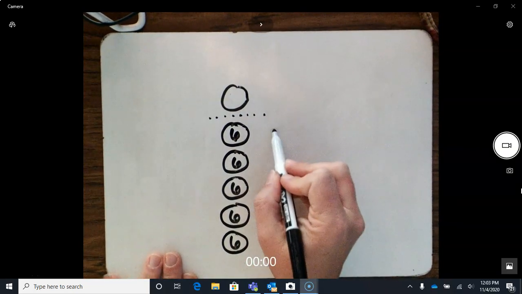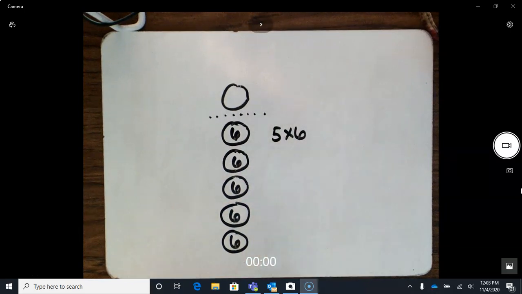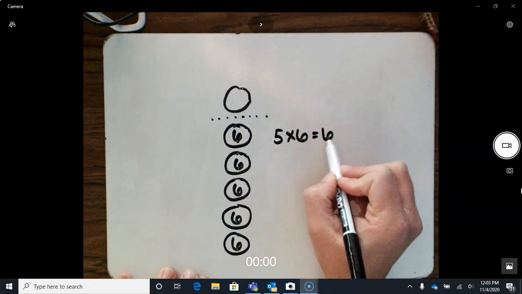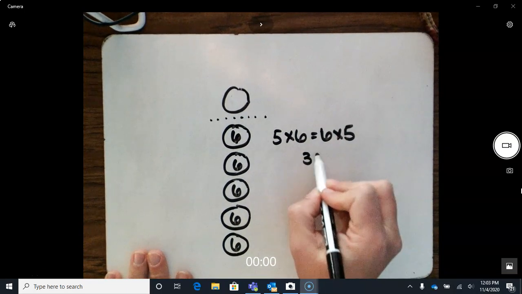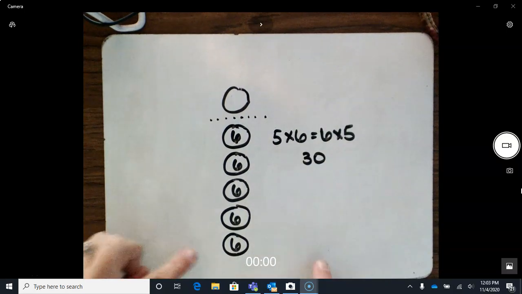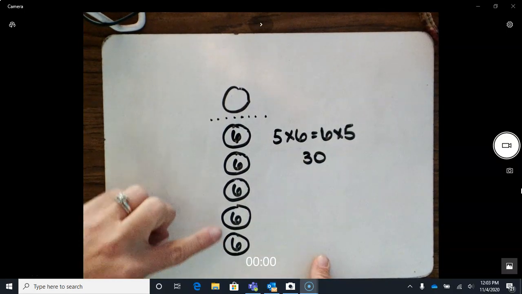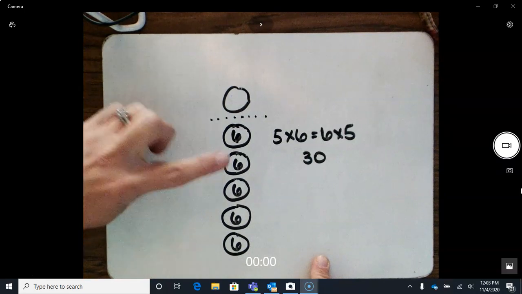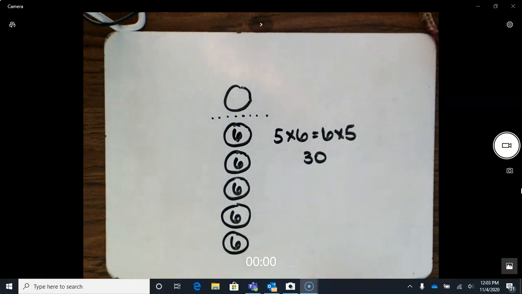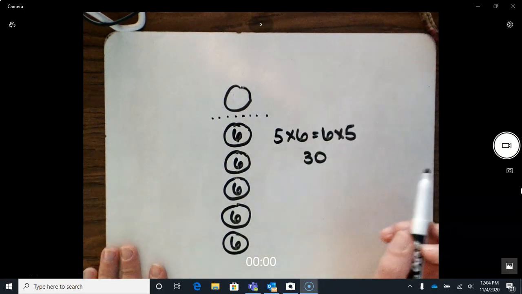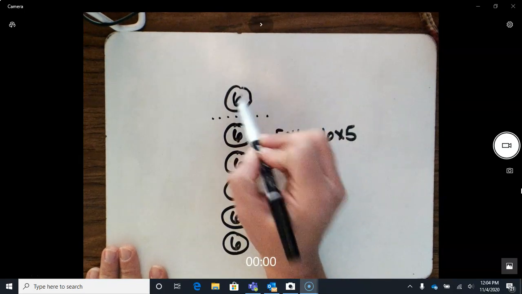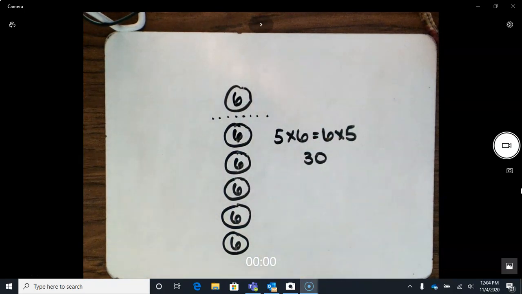Well, remember, that's our multiplication problem of 5 times 6, or the commutative property of 6 times 5, those related facts. What are both of those equal to? Yep, you got it, 30. Great skip counting. We're going to do 5, 6, 12, 18, 24, 30. Good job. All right, and now let's add one more set of 6, one more unit of 6. So put a 6 in that top circle above our dotted line.